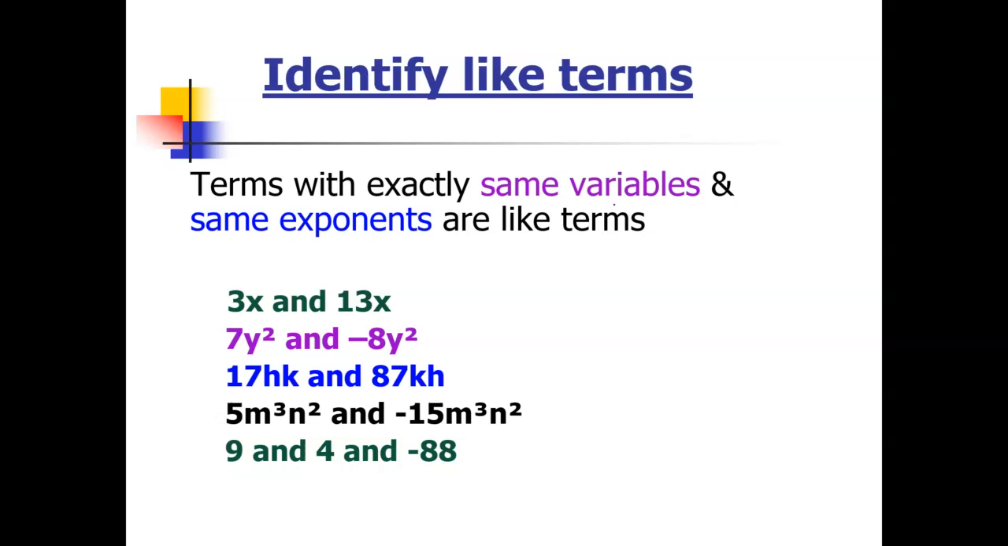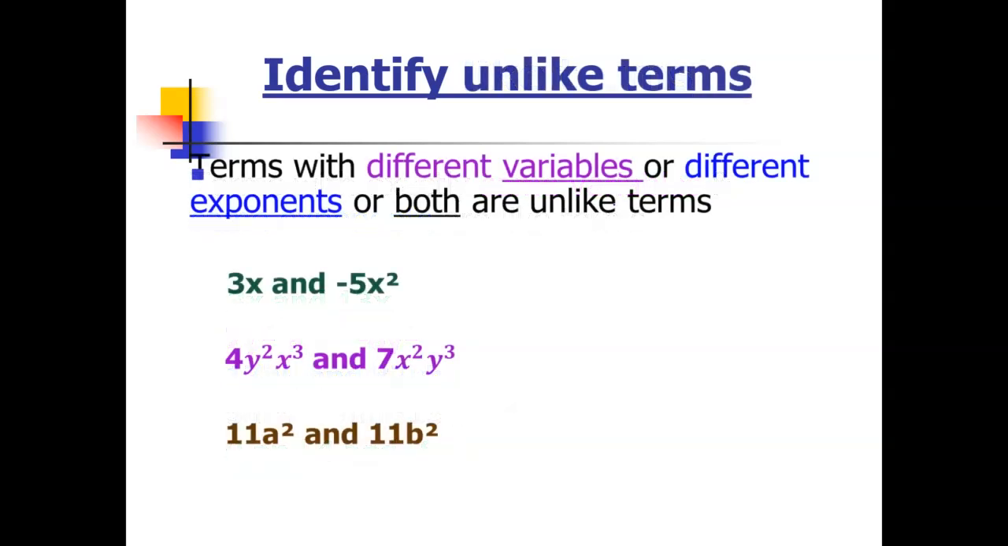Now let's look at some of the unlike terms. In unlike terms, you can have either a different variable or a different exponent, or both can be different, the variable and the exponent. My first example, I have 3x and negative 5x squared. x and x squared. The variable is the same, but the exponents are different. x has a power 1 and x squared has a power 2. That's what makes the first example unlike.